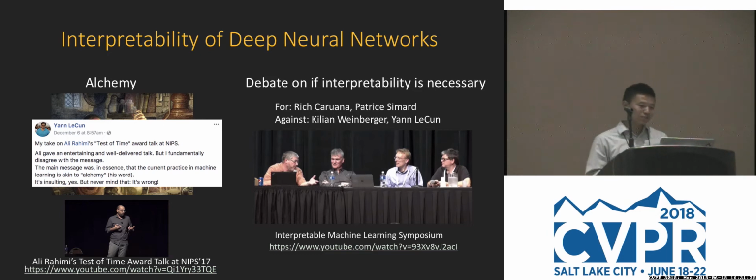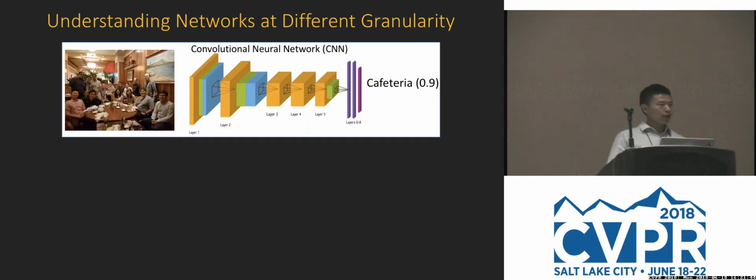So still the debate: interpretability is very necessary and important. Understanding the neural network could be at a different generality, depending on the level of detail. So here is a diagram of a deep neural network. Given an input image, there are several layers of convolution, which give you the final output, which category this image belongs to.